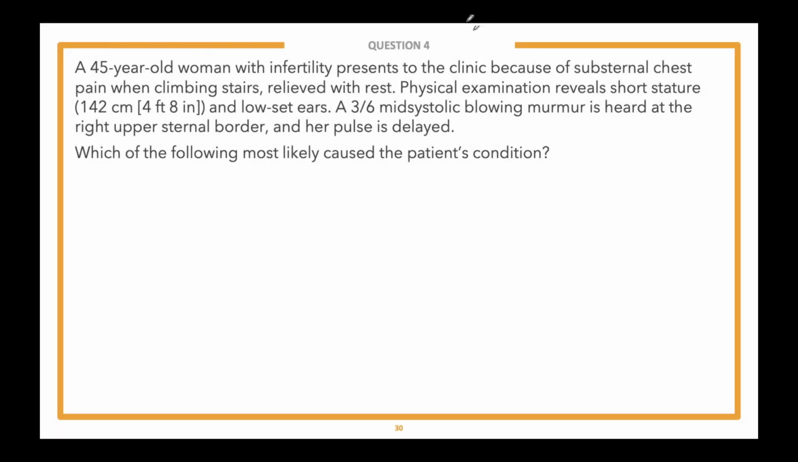Let's go ahead and begin with that lead-in. Which of the following most likely caused the patient's condition? I'll give all of you a few moments here to let us know in the question box, which seems very active today, how many steps you believe this question will require.